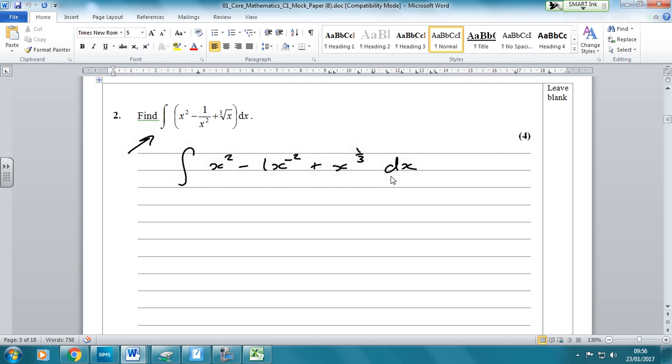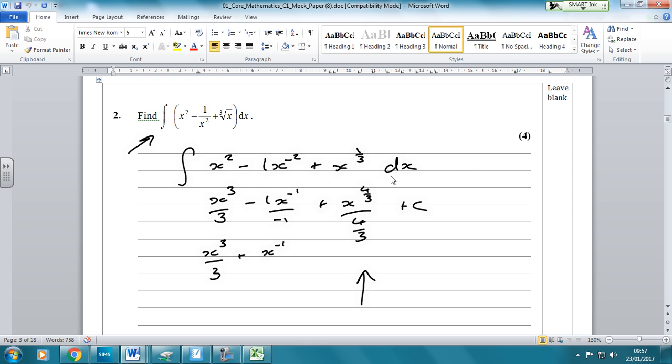Okay, so when you integrate, you raise the power by 1 and then divide by the power. So that's going to be x cubed over 3 minus 1x to the power of minus 1 over minus 1 plus x to the power of 4 thirds over 4 thirds. And because it's integration, you've got to put the plus c on the end as well. Now in the exam, a lot of people struggled with the simplification of this last bit here, which we're going to get to. So we're going to have the first one as x cubed over 3. Now dividing by minus 1 just means we're going to change the power, so that's going to be plus x to the power of minus 1, or 1 over x.